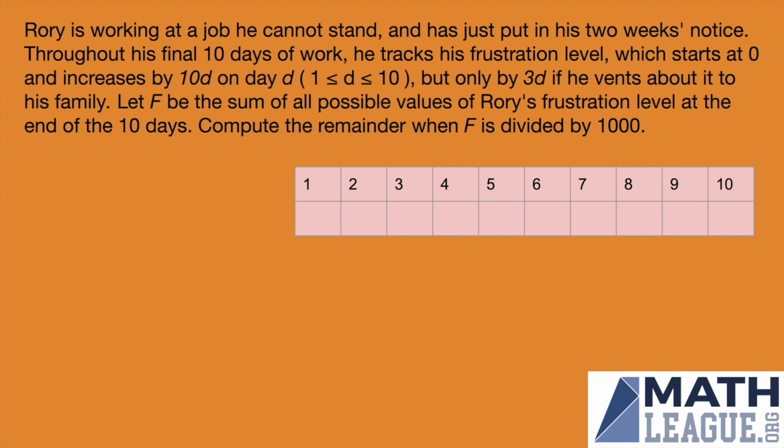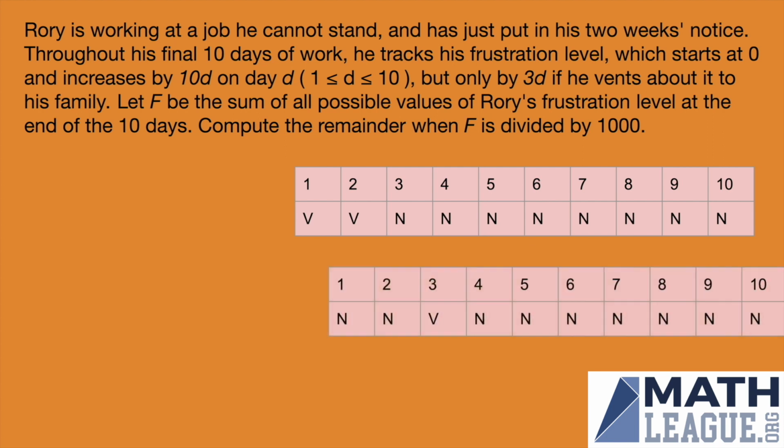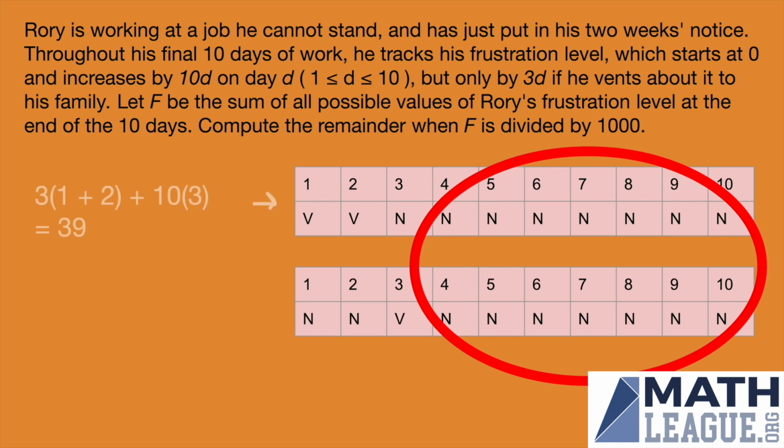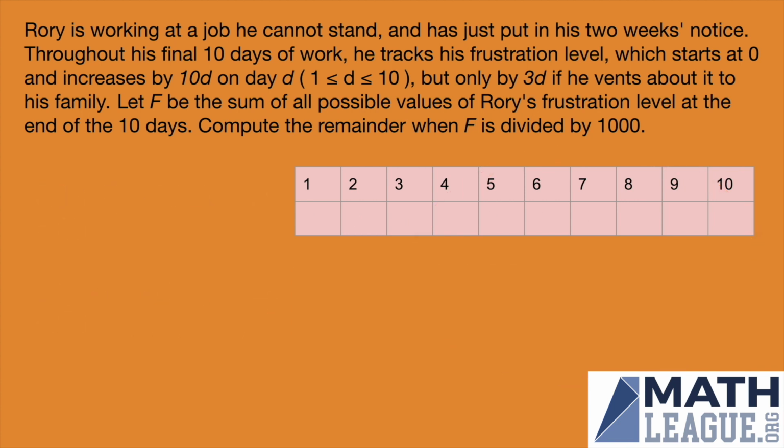So we are trying to find the sum of all possible values of Rory's frustration level. And notice that if you were to do it this way, as I have written down, there are going to be a lot of overlaps. For instance, this sum will be equivalent. Obviously, there's going to be a lot of overlap, right? And we are only looking for the sum of all possible values. So that would not be the way to go.